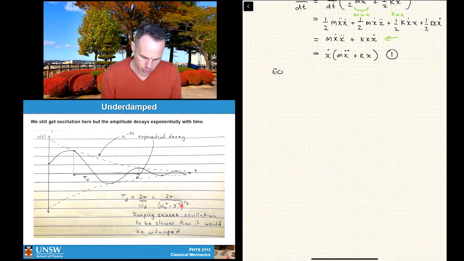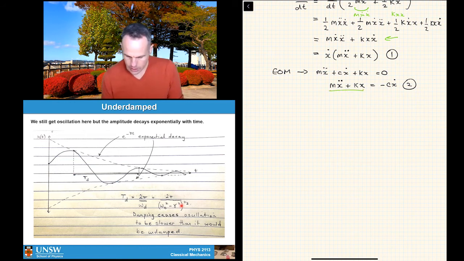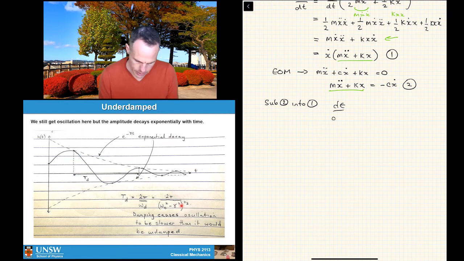We can go back to our equation of motion that we had at the start of the problem, which looked like this, so I don't have to scroll back up: m x double dot plus c x dot plus k x equals 0. And I can split the c x dot term off the end. So what I can do is write this as m x double dot plus k x is equal to minus c x dot. And let's call this 2 for a moment. You'll notice that this thing here is this thing here, okay? And so what I'm going to do is swap that part out by joining those 2 things together. So I can substitute 2 into 1. And what I would have here is basically dE/dt is equal to x dot times minus c x dot, which is basically minus c x dot squared, okay?